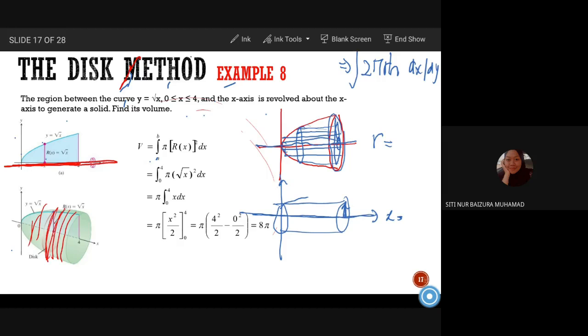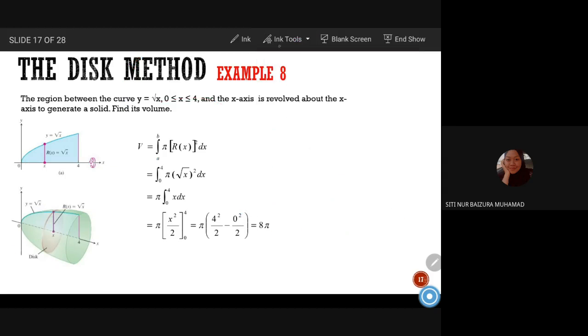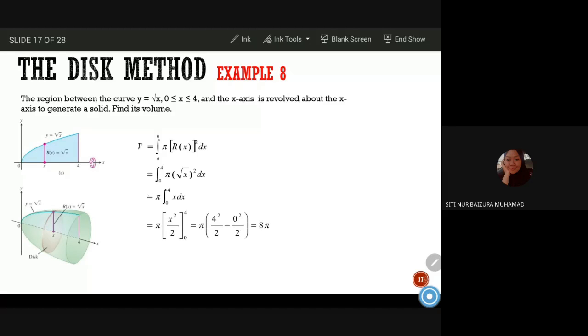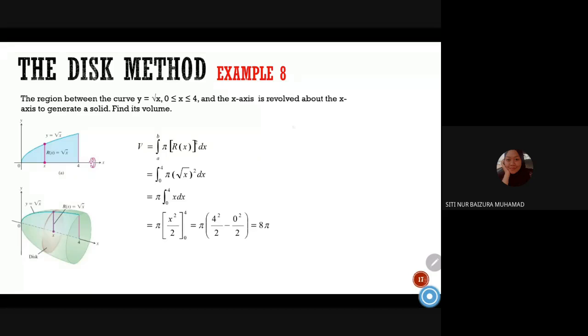Class? You punya R is equals to, sorry. Okay, macam tu. Okay, so we regard this as the cylinder.